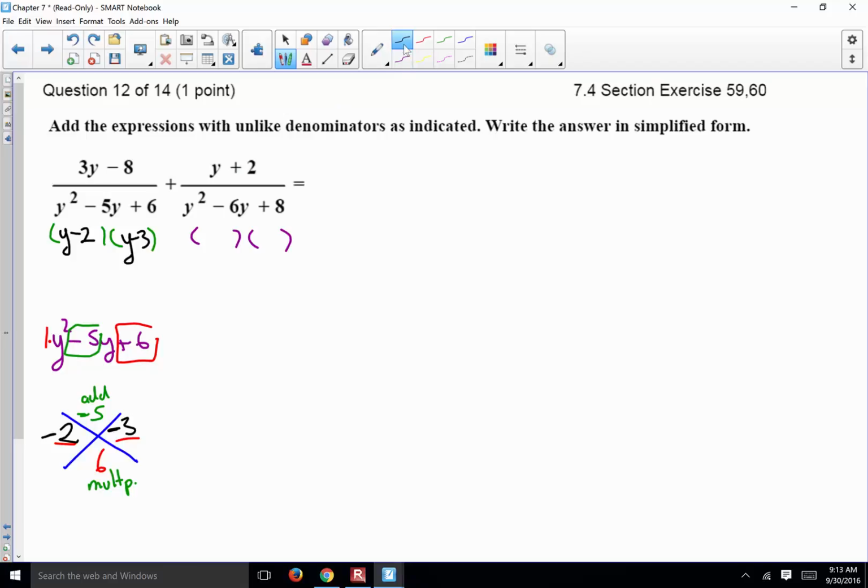The second one, find 2 numbers that multiply into 8 and add to -6. Anyone? -2, -4. +8 when you multiply. When you add them, they make -6. Perfect.